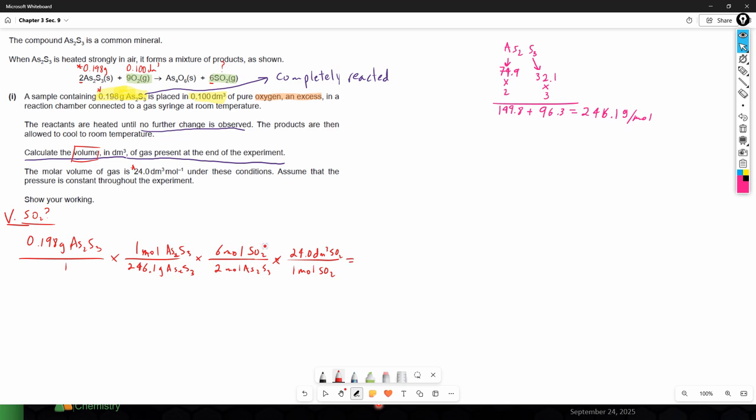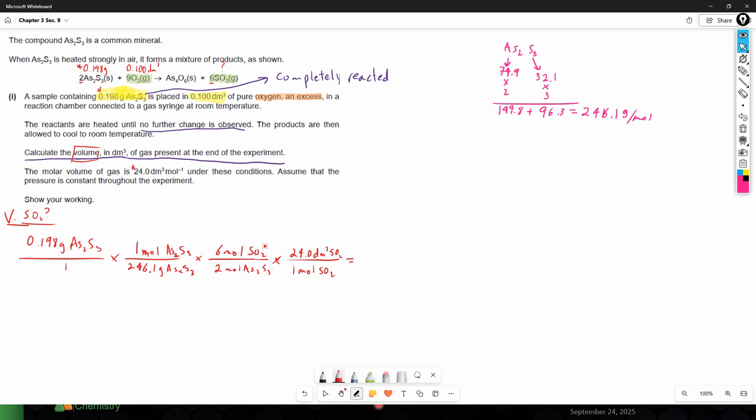This is where you have to be careful. This is a gas, so we use the 24.0 cubic decimeters per mole, not the concentration. Concentration is used per cubic decimeter of a solution, not of a gas. So always remind yourself, what am I working with? Am I working with a solution, in which case I will use concentration, or am I working with a gas, in which case, at room temperature of course, I use the 24.0.